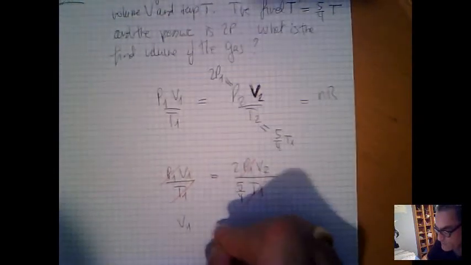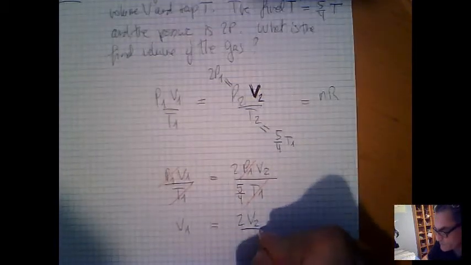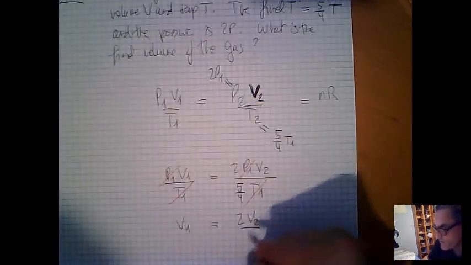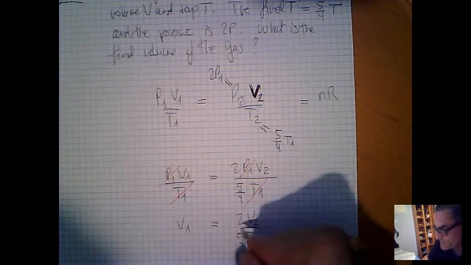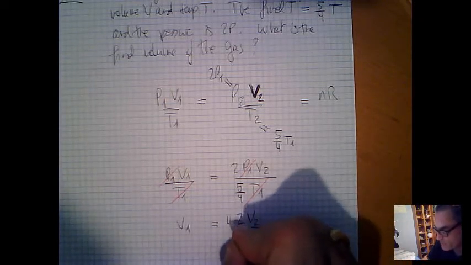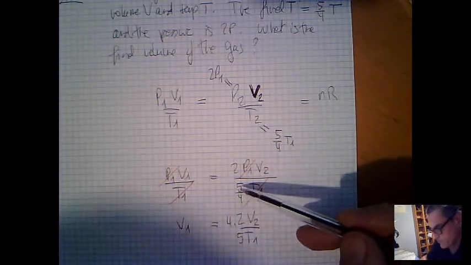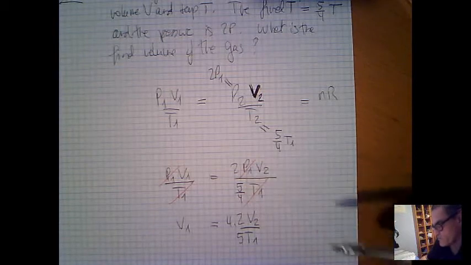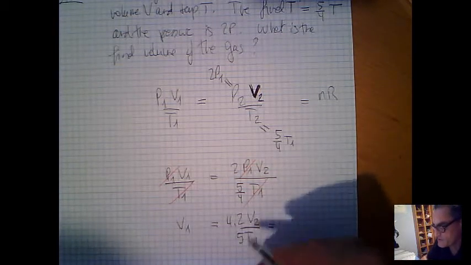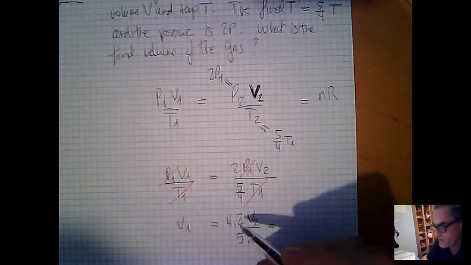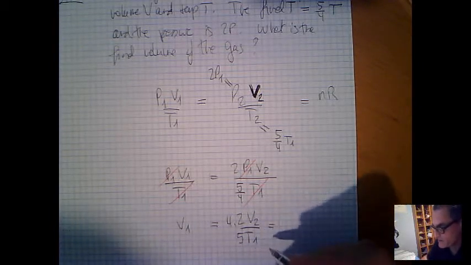Before you go any further, you simplify this equation, right? You see that you have T1 on the two sides. It's the same variable. You can simplify. You see that you have P1 on the two sides. You simplify. And you are left with V1 is equal to 2V2 divided by 5/4 T1, and the 4 goes above. 1 over 5/4 is 4/5. So the 4 comes up. And so finally, we have 4 times 2, 8 divided by 5.